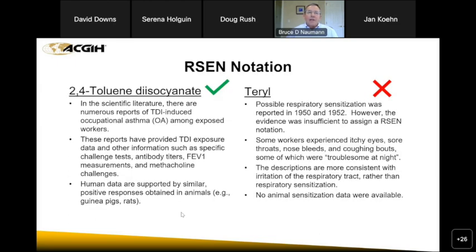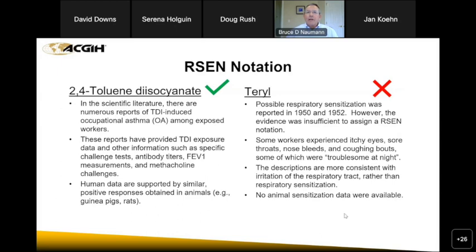So TDI is a classic example of a respiratory sensitizer with lots of data to support that, both animal and human, whereas arsine, there were concerns about it early on, but the data were insufficient in this case to assign an RSEN notation, and some of the nosebleeds, coughing, et cetera, was probably more of an irritant response rather than a sensitization response.